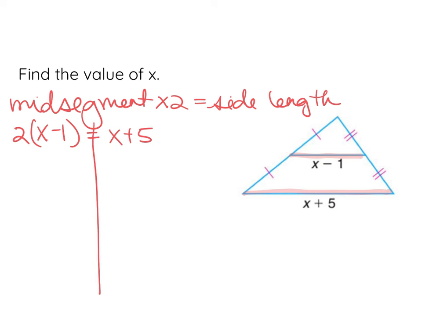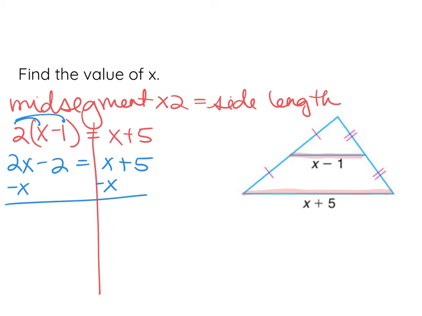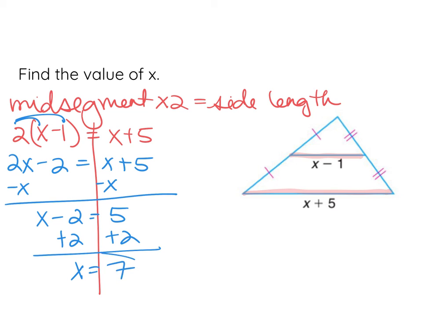Okay, so before we solve this, I want to distribute this too. You have to distribute because there's 2 terms in there. So 2 times x is just 2x. 2 times -1 is -2. Now I have x's on both sides, so I'm going to bring this x over. So x minus 2 equals 5. Add the 2, and x equals 7.